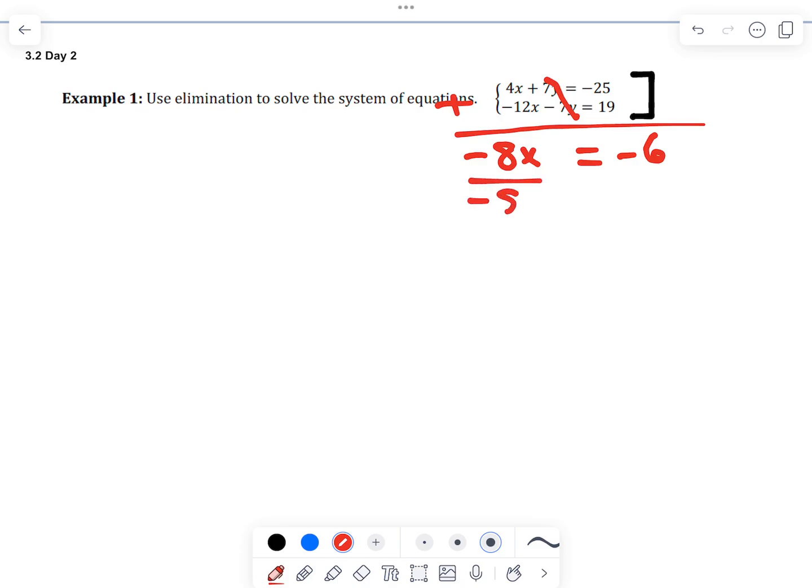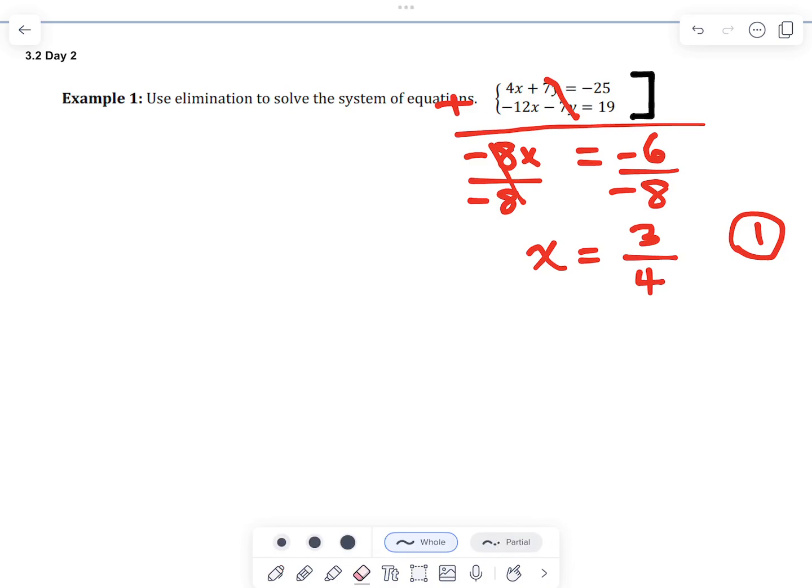So we divide both sides by negative 8. The negative 8's cancel, and then we reduce that fraction. Negative divided by negative is a positive, and 6 divided by 8 reduces by 2 to 3/4. So that's the first step, to find one of the variables. Now you have a choice.